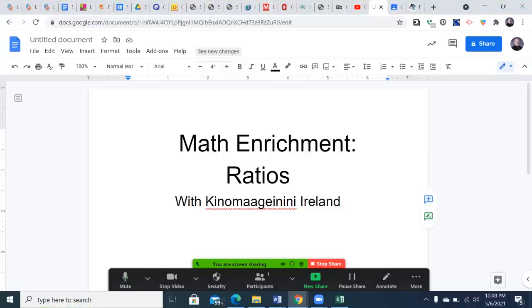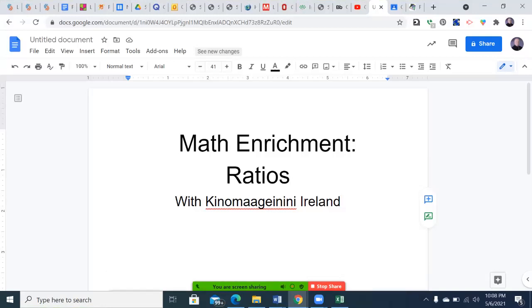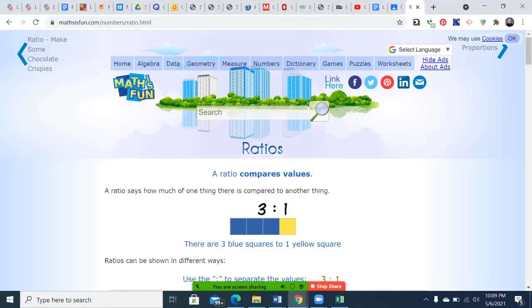Today's lesson, ratios. For our ratio lesson, I'm going to visit mathisfun.com, which has a pretty good write-up on the topic.